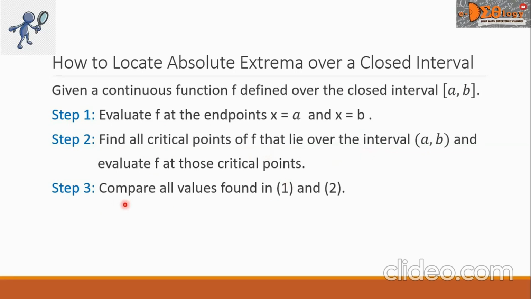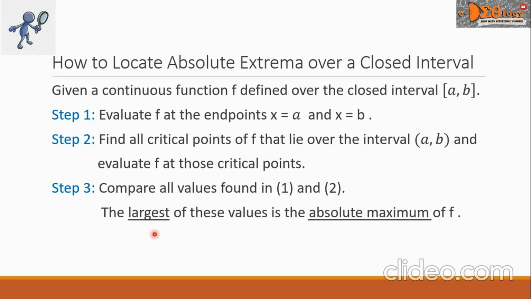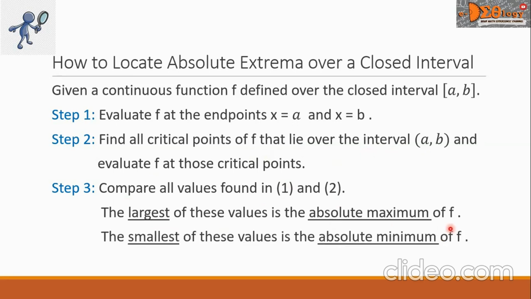Step 3. Compare all values found in steps 1 and 2. The largest of these values is the absolute maximum of f. The smallest of these values is the absolute minimum of f.